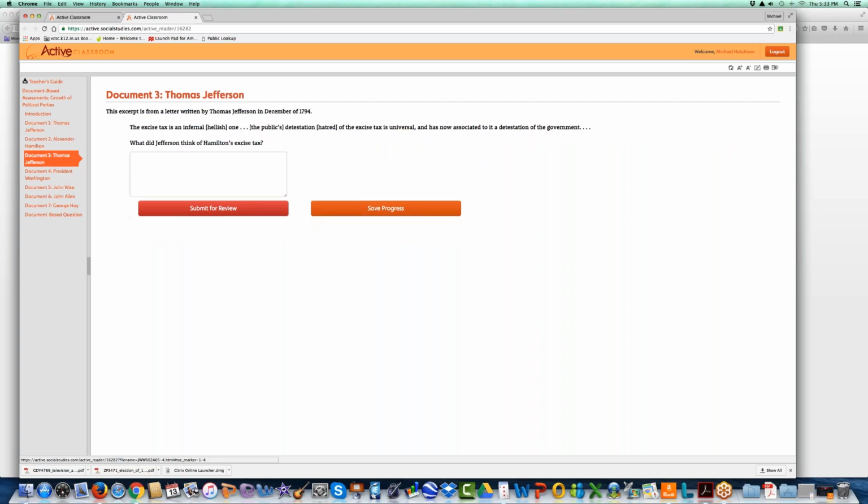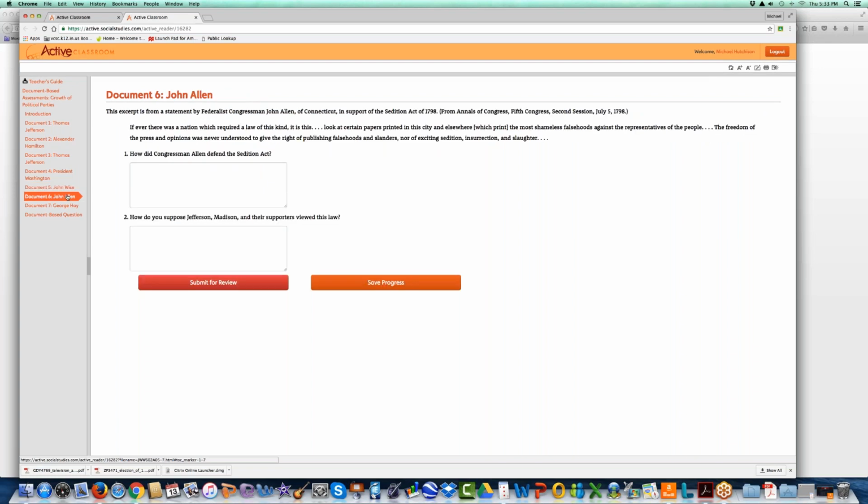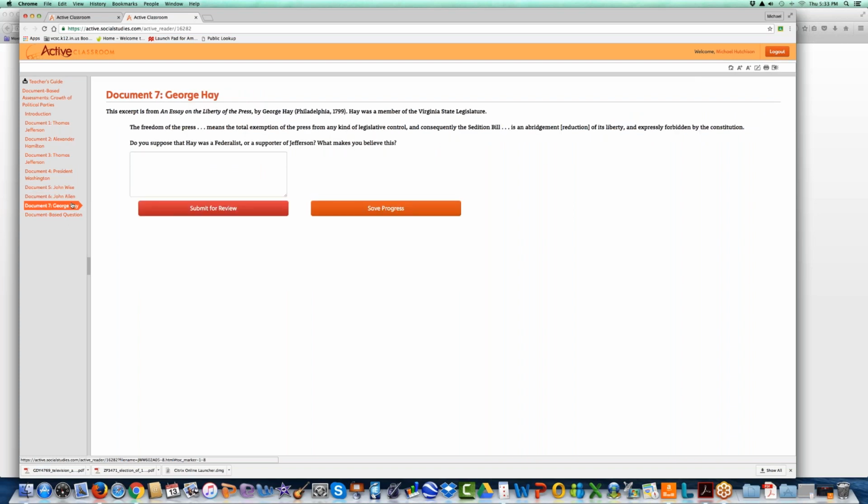Then there's another document from Jefferson. Again, as you can tell, these are very, very short. They're not overly broad in length. So the students should be able to read these very quickly and come up with answers very fast. This one comes from Washington's farewell address. Here's one from Jefferson to John Wise. Here's one from John Allen, who was a Federalist congressman in support of the Sedition Act. Here's one from George Hay, who was a supporter of Jefferson. So what we're trying to do here is look at both sides of the issue.